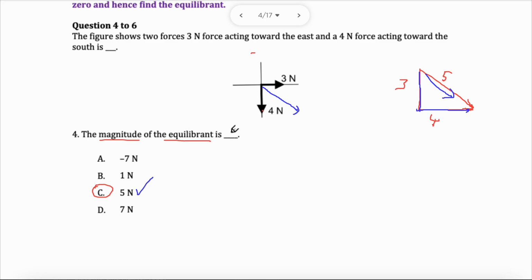They are balanced. The equilibrium balances. This is my resultant force going that way. My equilibrium is actually that way. It's 5 newtons that way. This is my equilibrium force. That's my resultant of 5 newtons.